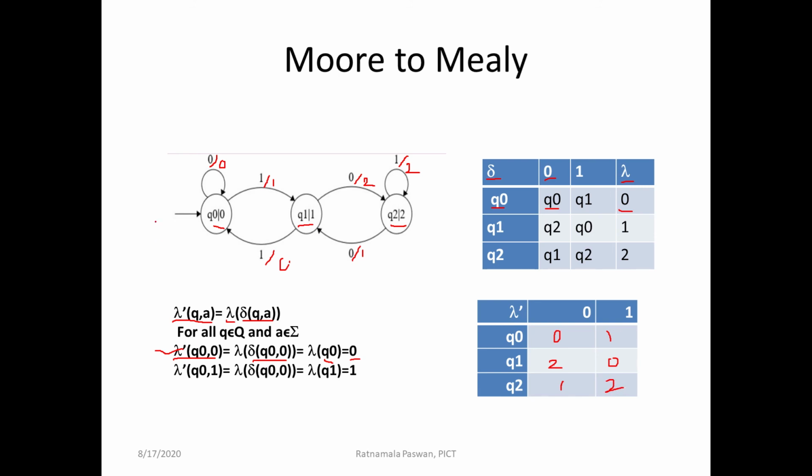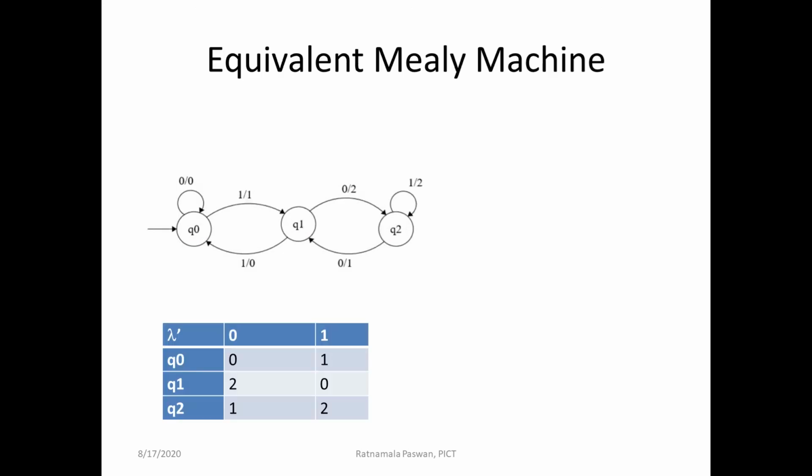Either from the transition graph, or from the transition table, or with the help of the mathematical way, we can find out lambda dash. So this is the complete solution. As you can see, every transition is labeled with output now, and there is no output associated with the states. We get lambda dash finally, and you will find it is equivalent: it gives the same output as given by the Moore machine. Okay, thank you.